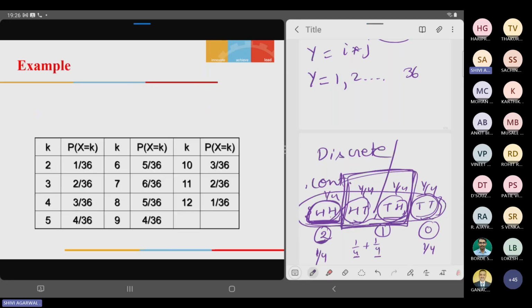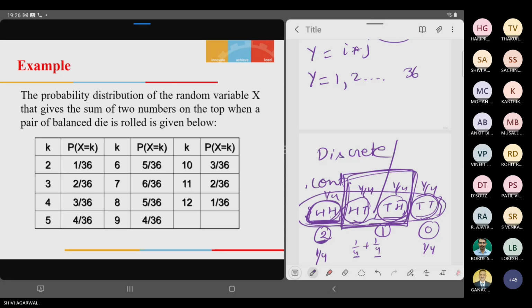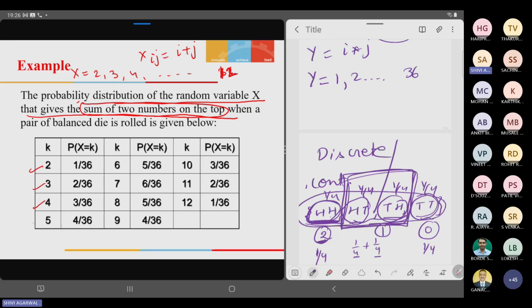Now come to the definition. When we are rolling a dice, the probability distribution of a random variable x gives the sum of the two numbers on the top. Same example we have done, xij, so i plus j. We are taking the sum of the two numbers on the top. I already told you the information. X values vary from 2, 3, 4, 5, 6 up to 36. No, sorry, up to 12. So it is 2, 3, 4, 5, 6, 7, 8, 9, 10, 11, 12.